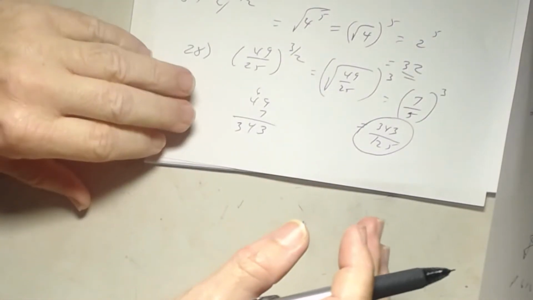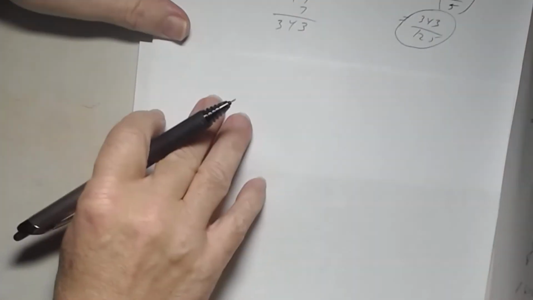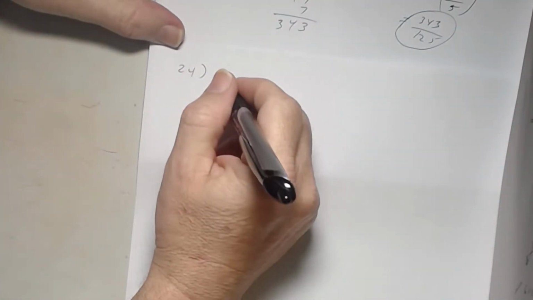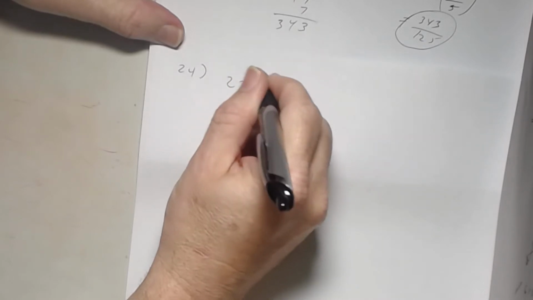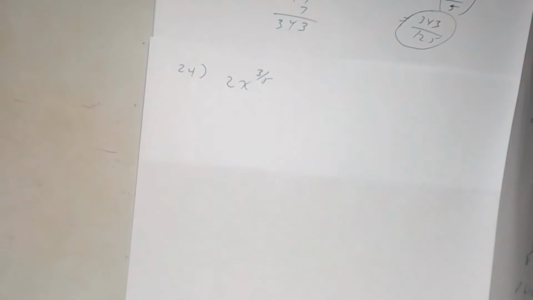All right, so then 24. It's not that difficult as long as you know that rule, how to change a rational exponent to a radical. That's all it is. 24, you have 2x to the 3/5 power. The directions will say use radical notation.